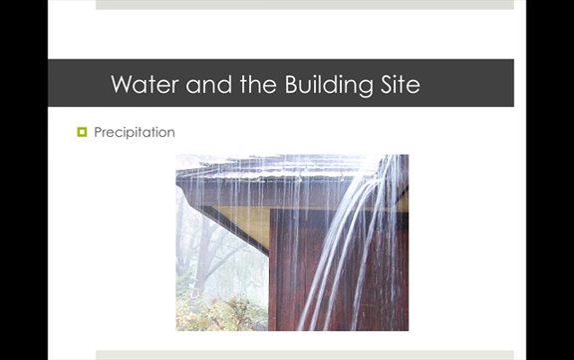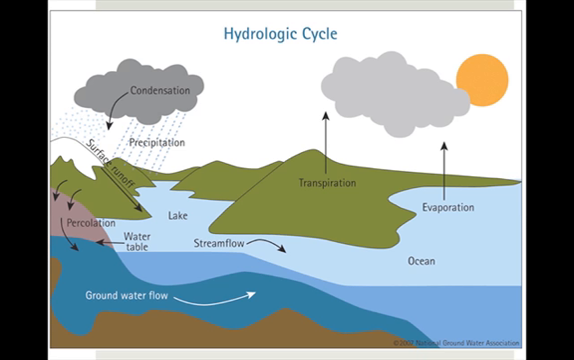Water will hit your site in several forms. Precipitation, groundwater. This is an example of something called the hydrologic cycle, and you can see that here. Water that exists in the lakes and the oceans evaporates into the air, turns into clouds or condensation, which then rain or snow onto the earth, runs off, and then collects in groundwater, and then flows back into the streams and the ocean.